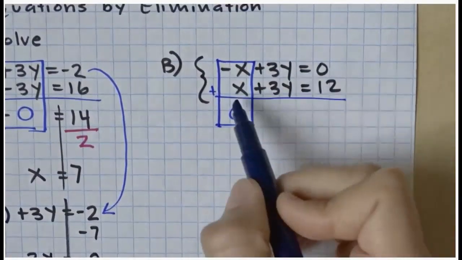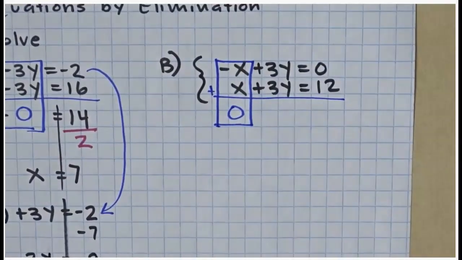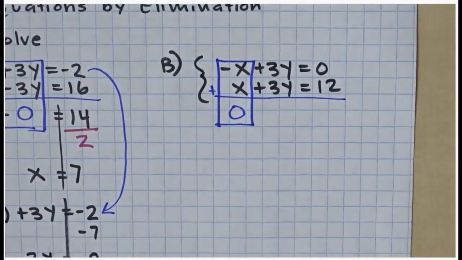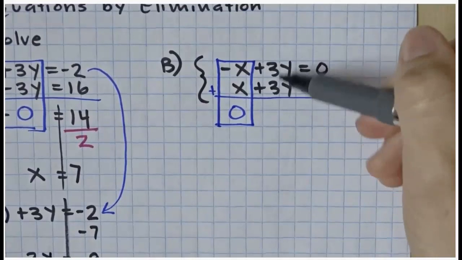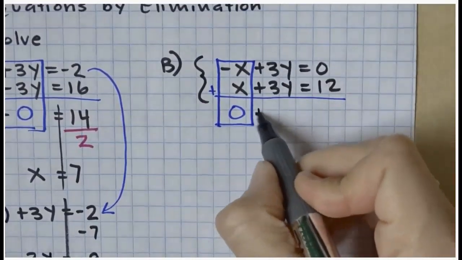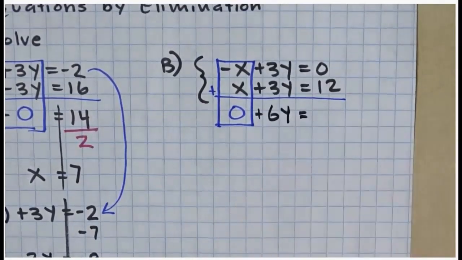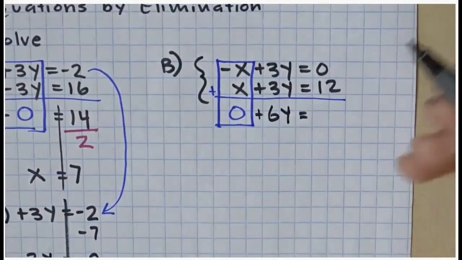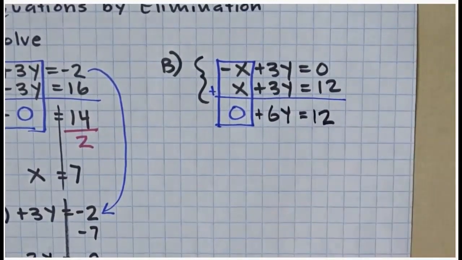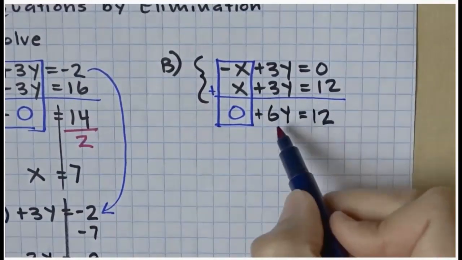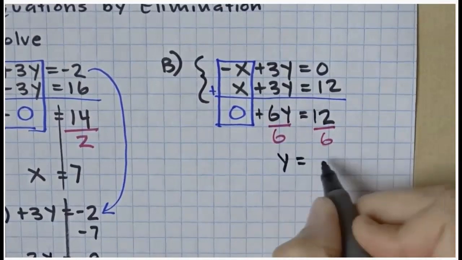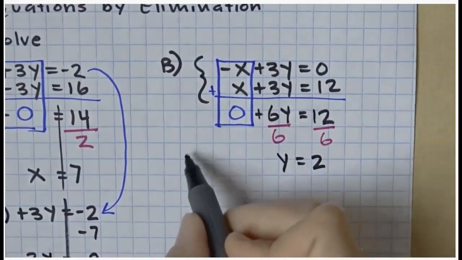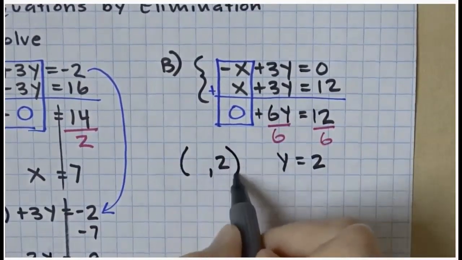Negative invisible 1 and a positive invisible 1 gives me 0 x's. So in this case, my x's are gone first. Now that I don't have x's anymore, I can focus on finding the y's. Combine these terms together, that's going to be 6y. We're adding them up, okay? Combine these together, that's 12. And now when I'm solving this, divide by 6, and I get y equals 2. And this time I found my y coordinate first.